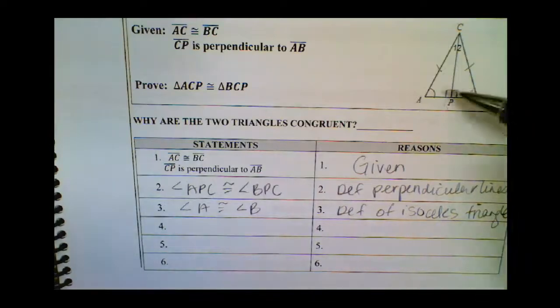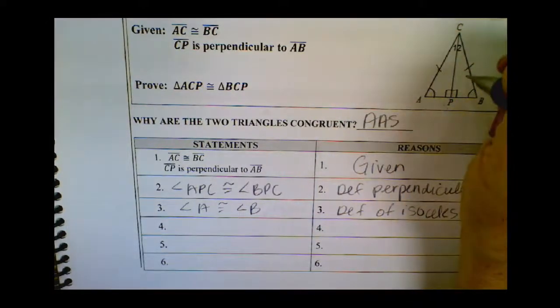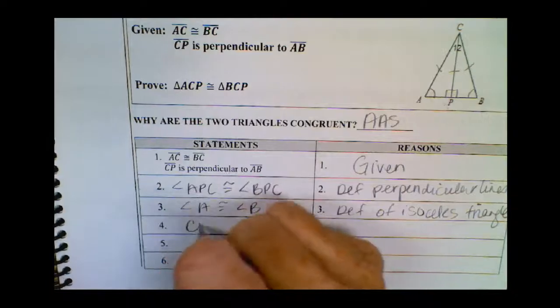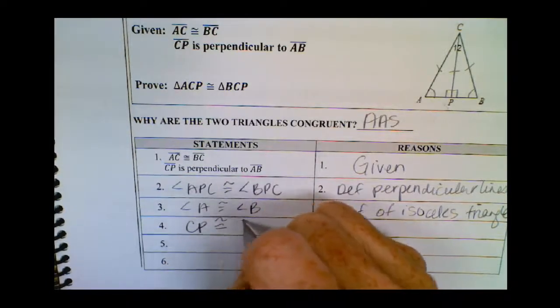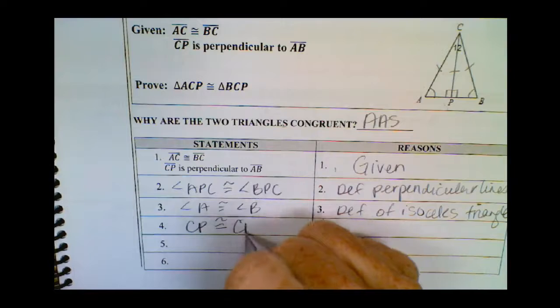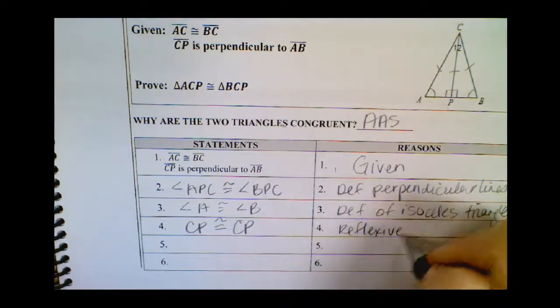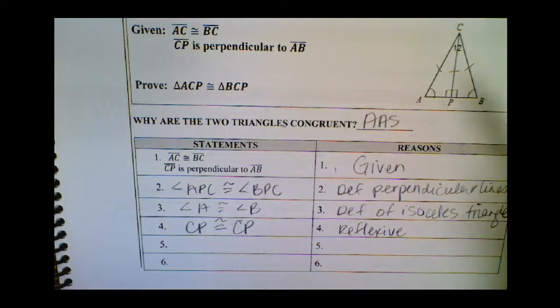So let's see what we have now. Well, now we've got an angle, or if I go this direction, I have an angle, side, angle, side. So right there, I'm good. I have enough to prove. If I wanted to keep going, I know that CP has to be equal to itself because it's the same line, right? And that's reflexive property.